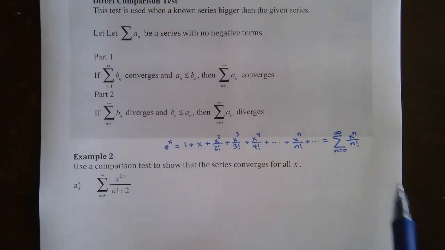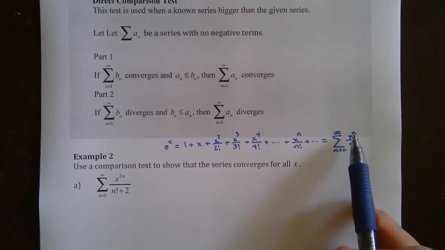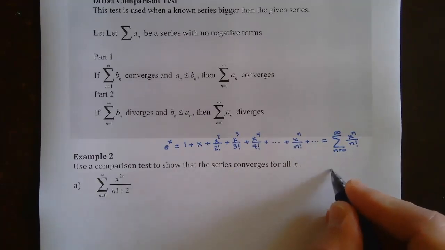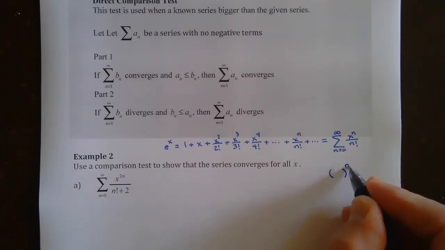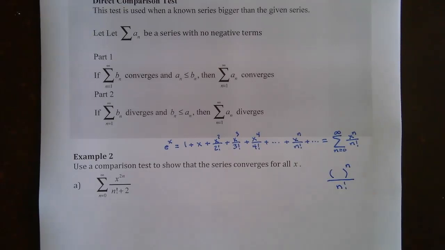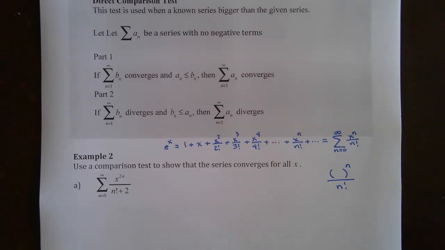Okay, so this is going to be an important one because if you have x to a power over n factorial, it's of this form. So we're going to be looking for something raised to the n power over n factorial. If we can rewrite it so it looks like this or similar to this one, then we can compare it to this one. All right, so let's go to this next example, example 2.